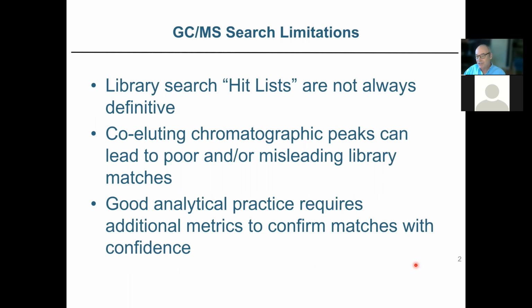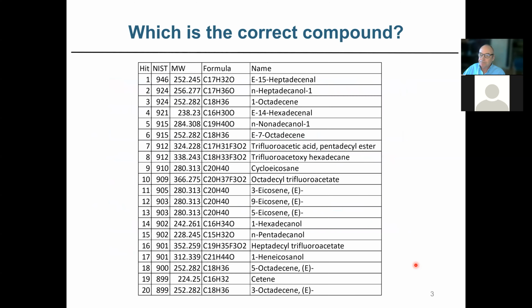The other thing, which goes back to the fact that the library search is not a definitive hit list, is that you really would like to have other metrics to give you some confidence in the matches. Good analytical practice says that you should have a couple of other metrics at least to look at to help you pin down what the correct answer is.